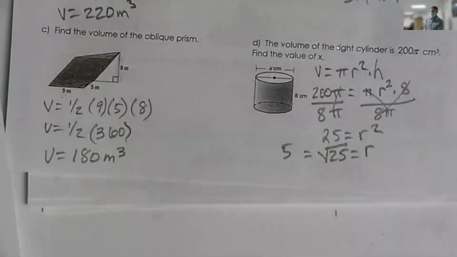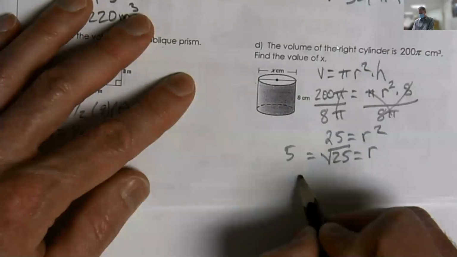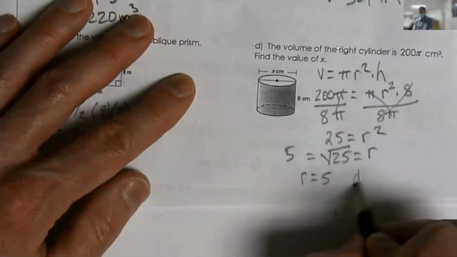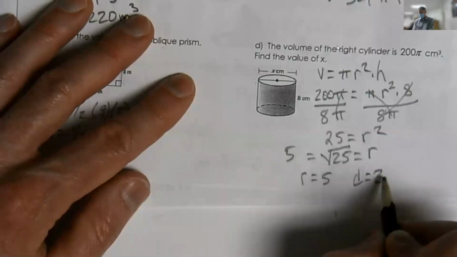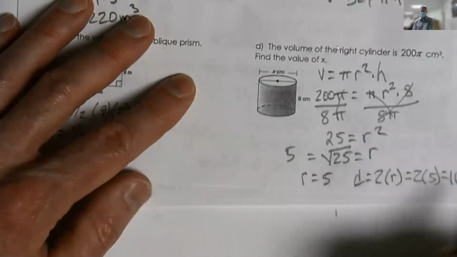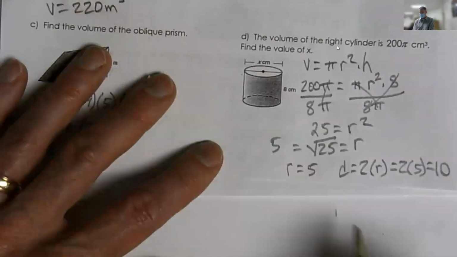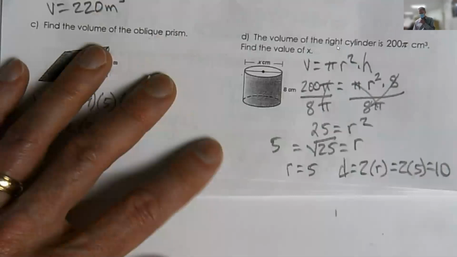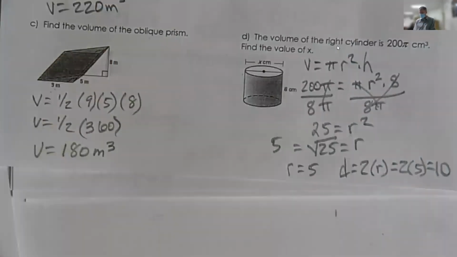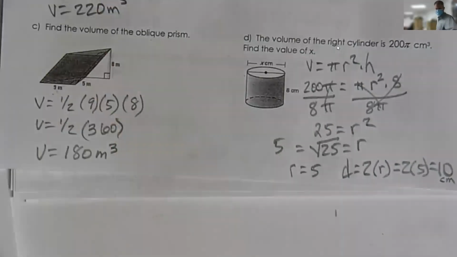So if the radius is 5, the diameter equals 2 times the radius, which is 2 times 5, which is 10. That's our x value. The diameter would be 10, and these would be 10 centimeters. The x value is all the way across the circle through the center, so that is the diameter.